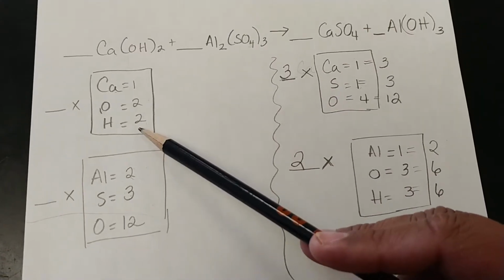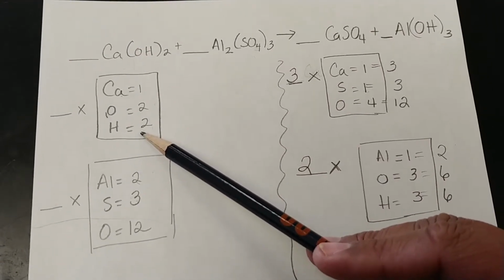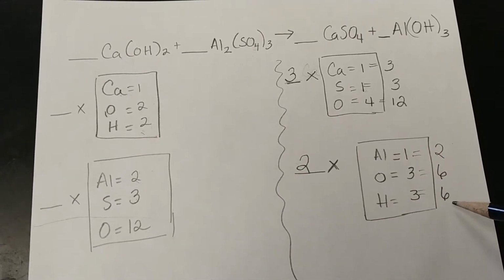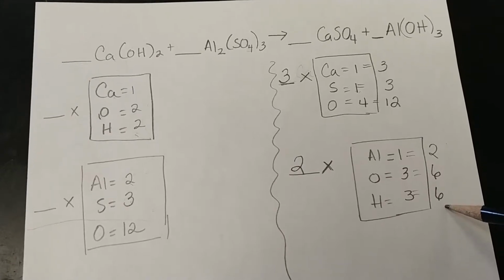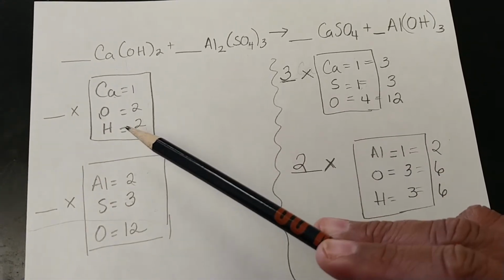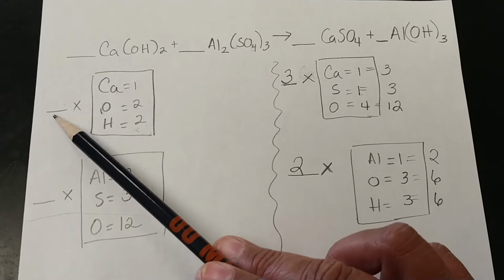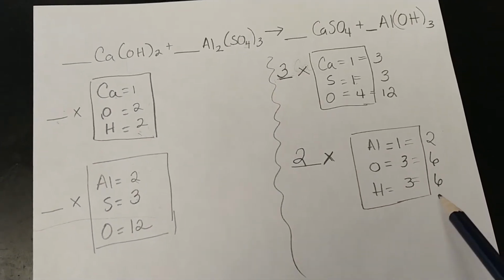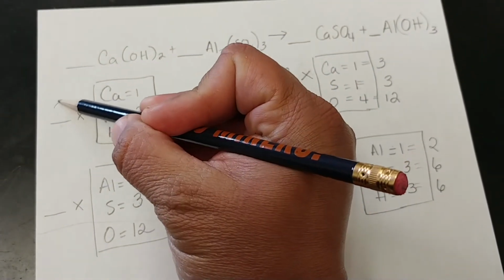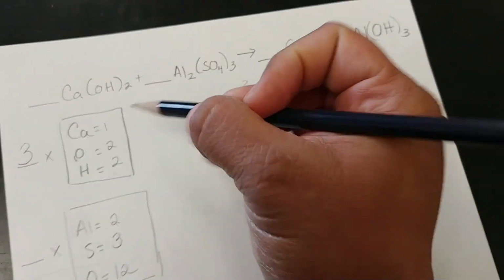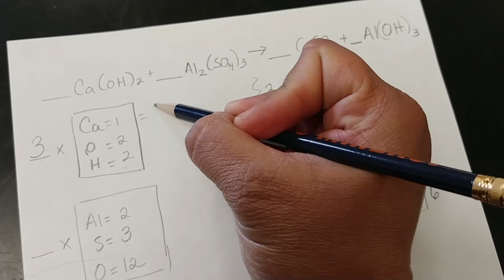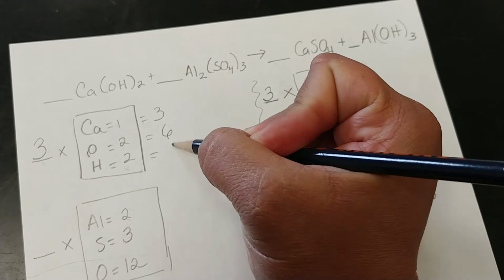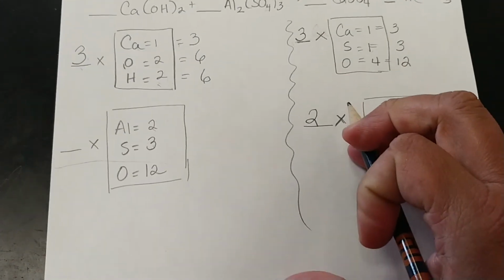So I can look at my hydrogen. There's 2 here, and then there's 6 here. Okay, so remember that I said that I can go ahead and put a number here to multiply, which is what I'm going to do. So to make it 6, I'm going to put a 3 here, and then that makes it 3 calciums, 6 oxygens, and 6 hydrogens.